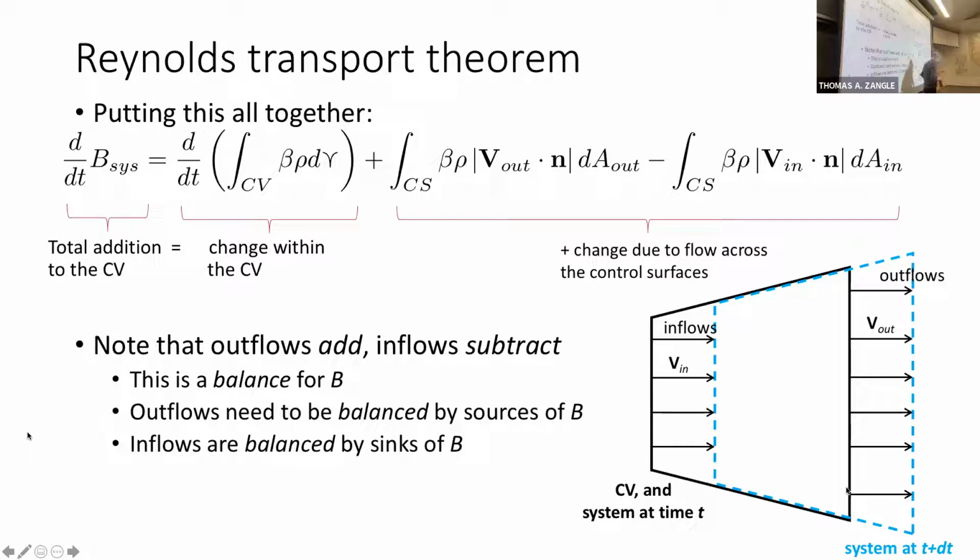Yeah, so the CS on both of those terms is on CS out. Yep, that's correct. This should be CS out and CS in. The change within the control volume can either be positive or negative. That's right. This is relating what's happening within our fixed control volume to what's happening within the fluid. And that change within the control volume can in general be positive or negative.